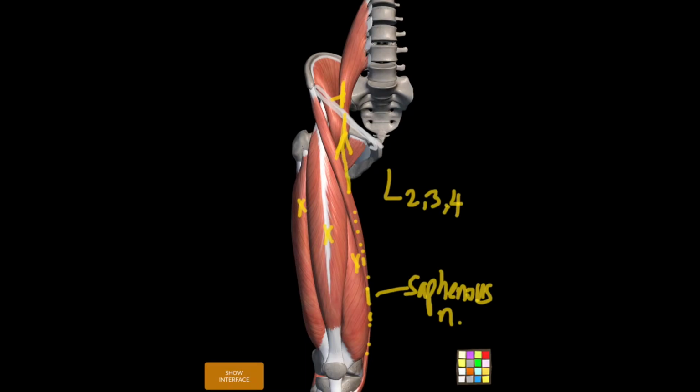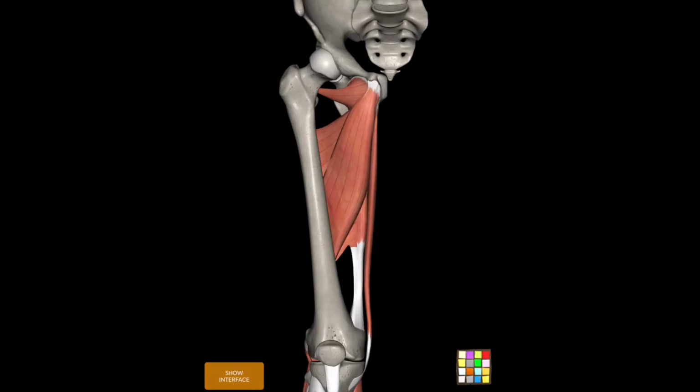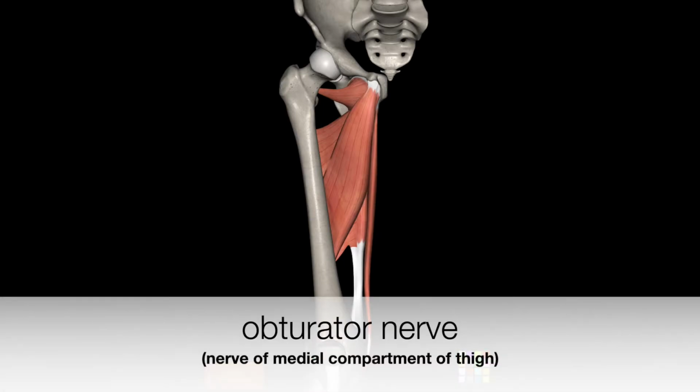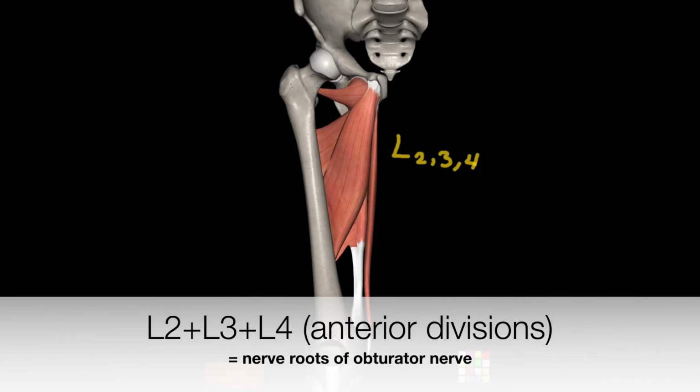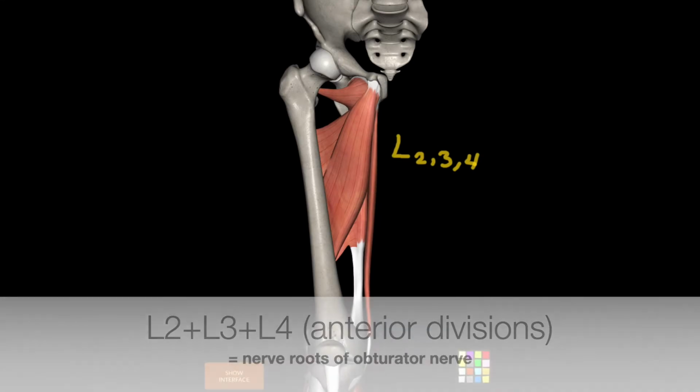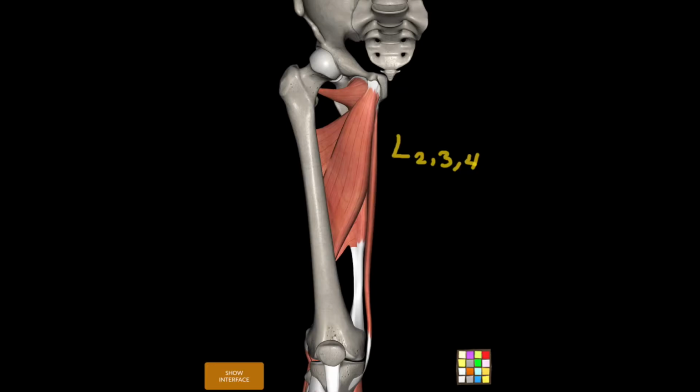Just to note that the psoas major muscle is supplied directly by short branches from the anterior rami of L1, 2, and 3 nerves. We'll turn now to the medial compartment of the thigh, and all the muscles in this compartment and also part of pectineus are supplied by one nerve, the obturator nerve. It's also derived from the nerve roots L2, 3, and 4, just like the femoral nerve, except this time it's the anterior divisions of those nerve roots, but more of that anon.